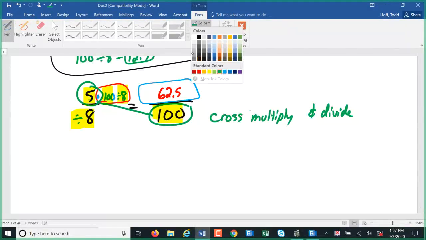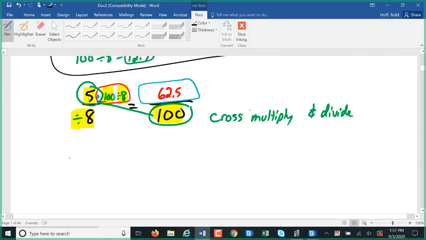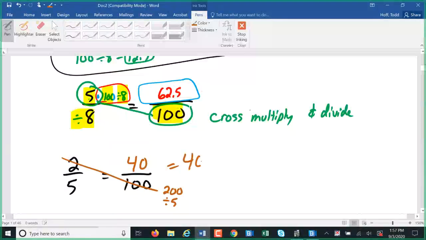So if I have 2/5, and I want to turn it into a percent. So out of 100, it's simply 2 times 100 is 200. That's my cross multiply. I always multiply the two numbers that are diagonal with each other. And then the other number is what I divide by, divided by 5. 200 divided by 5 is 40. That's 40 over 100, or 40%.